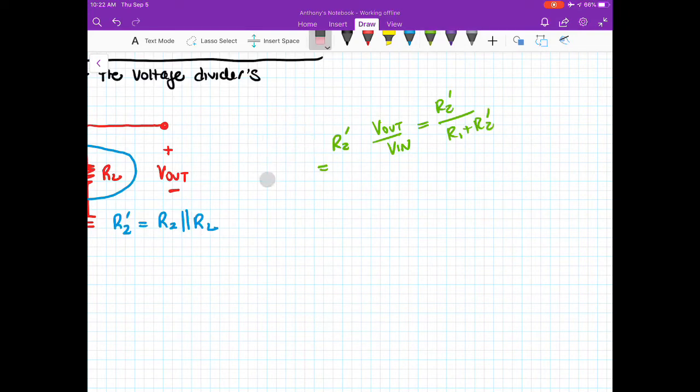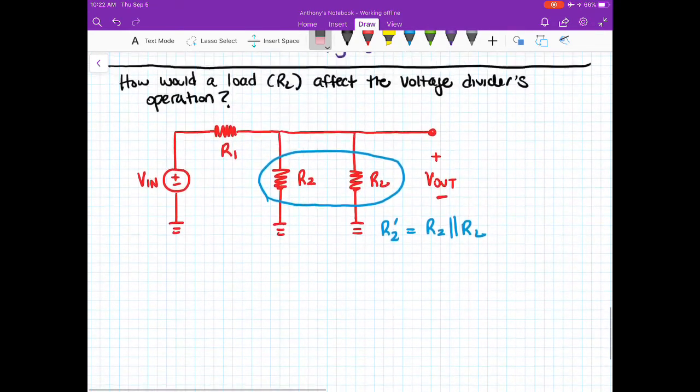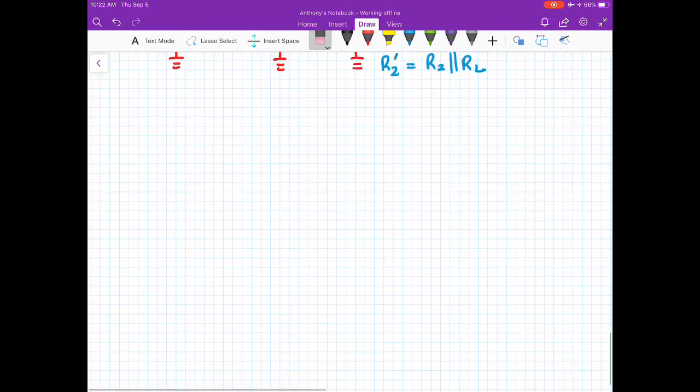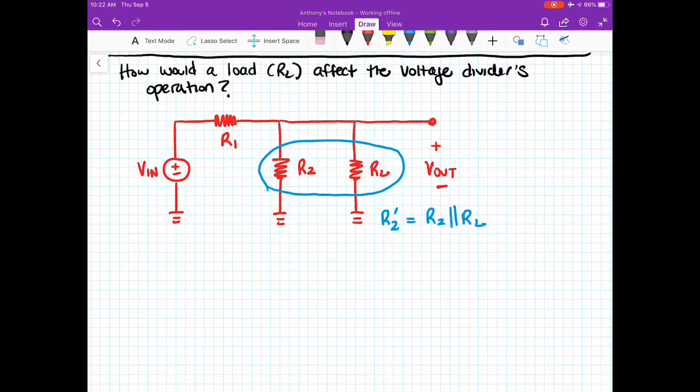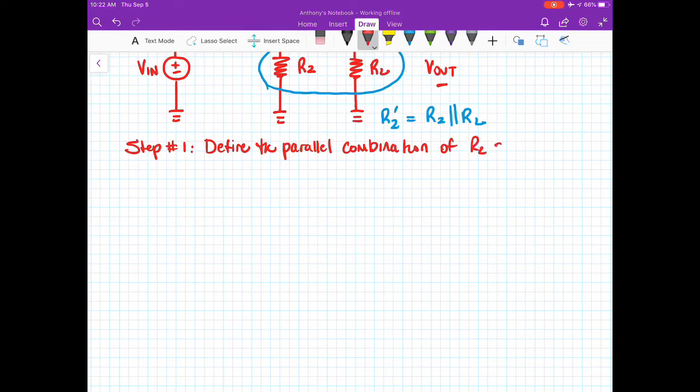Okay, so that works. But we need to define what R2 prime is. And so that leads us to a question that we haven't explicitly talked about yet, and that's series and parallel combinations of impedances or resistances. So the first step is going to be to define the parallel combination of R2 and RL.